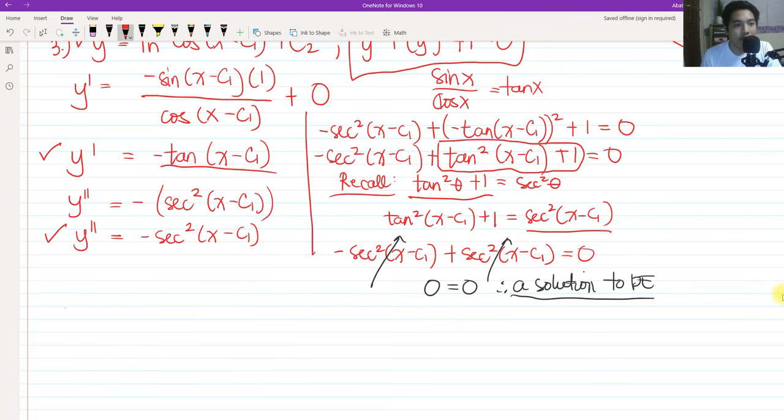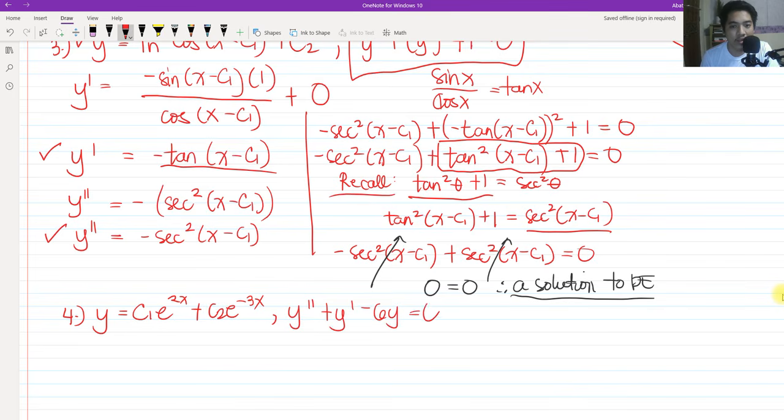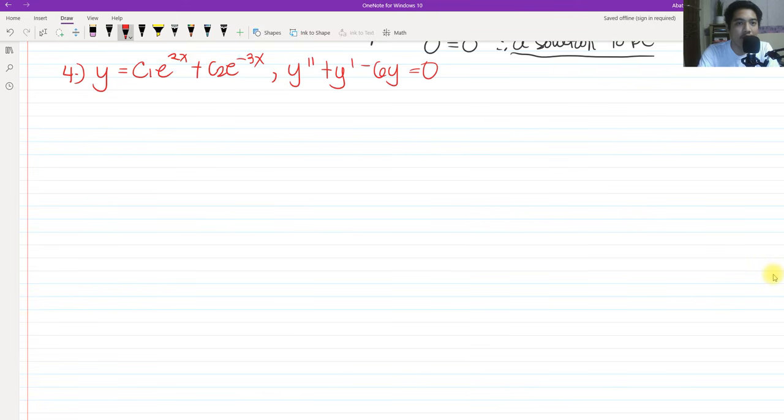How about number 4? Okay, let's try. To prove that y equals c sub 1 e raised to 2x plus c sub 2 e raised to negative 3x is a solution to y double prime plus y prime minus 6y equals 0. So we're going to prove that this y is a solution of our differential equation right here on the right side. Same thing that we are going to do.